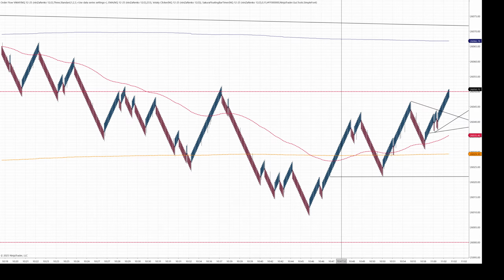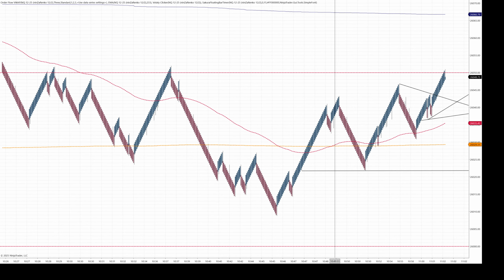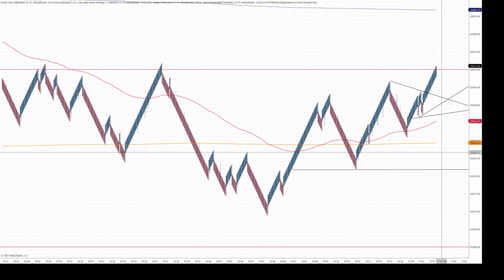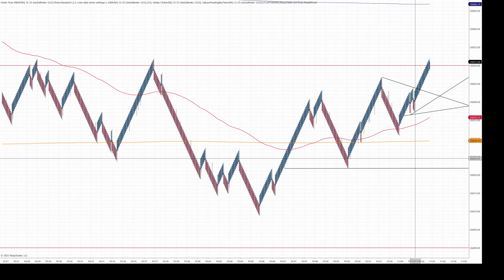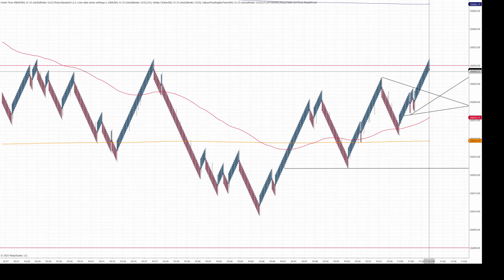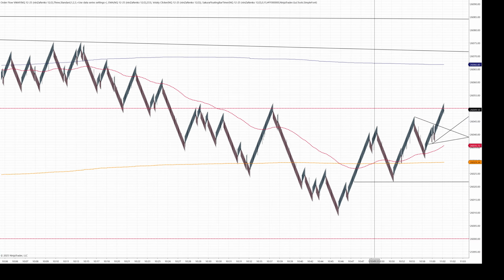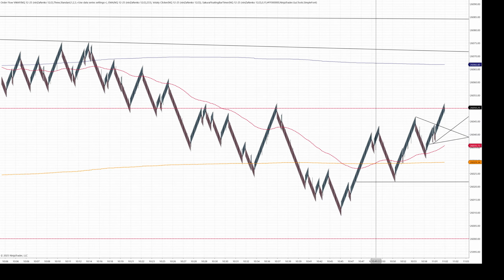Because we are approaching another key area of interest. But it looks like buyers are actually gaining momentum. So the next potential trade is this pullback, and if we get a signal to go higher, we can potentially take it.